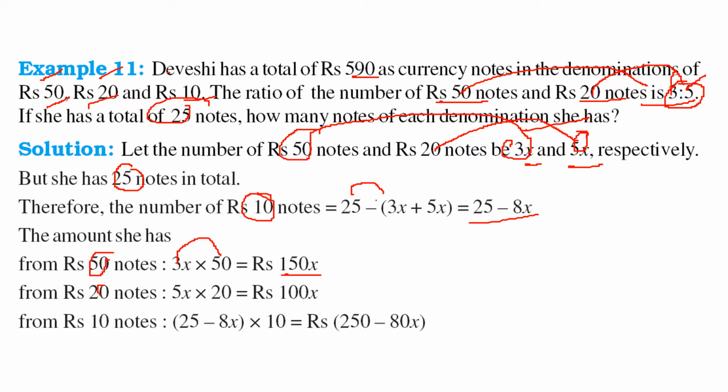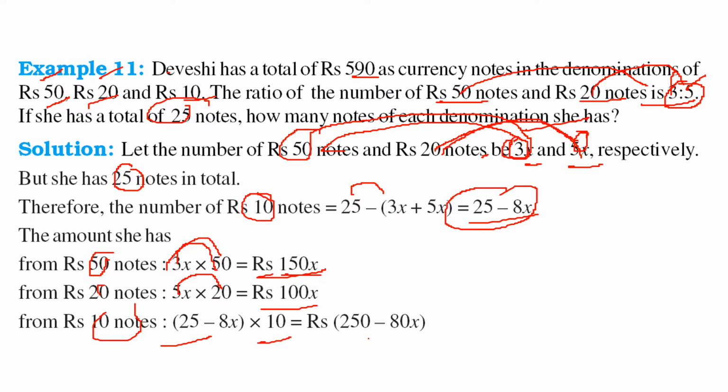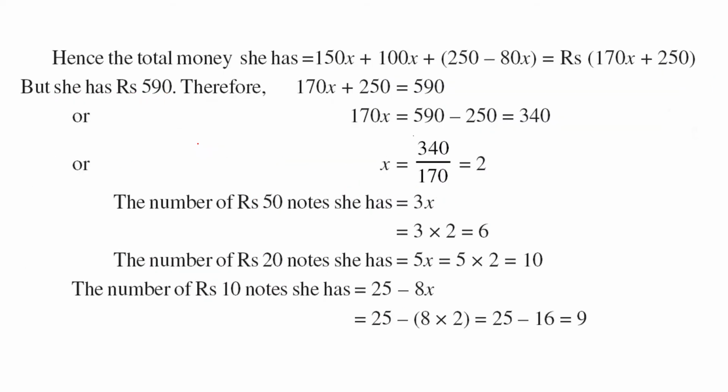Now the amount she has: 3x notes into 50, that is 150x, and 5x notes into 20, that is 100x. And for the 10 notes, 25 minus 8x is already there. You multiply it by 10, you get 250 minus 80x. So the total money is the addition of these three, and the total money is given as 590. So 170x plus 250 will be equal to 590. Take 250 to the other side, 590 minus 250, that is 340, divide both sides by 170, you get 2.